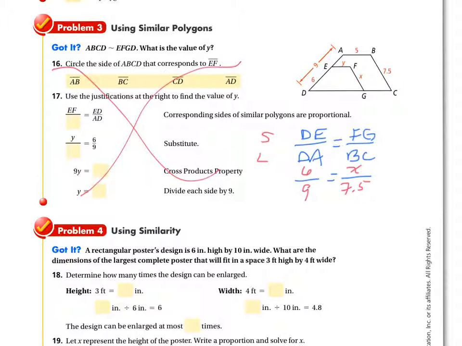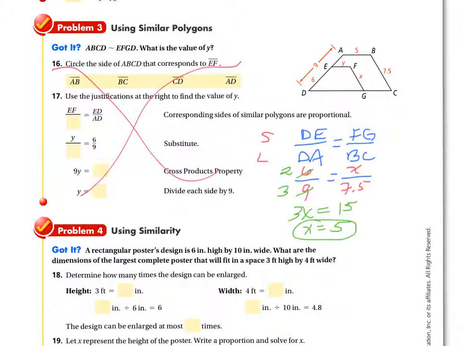Now you could choose to reduce this fraction here before you multiply. I probably would, especially if I'm not using a calculator. So doesn't 3 go into both of those? So 3 goes in here twice, and 3 goes in here 3 times. And then we're going to use cross products. So 3 times x is 3x equals, and what's 2 times 7.5? 15. And so what does x equal? 5. So there's one of our answers. So x equals 5.